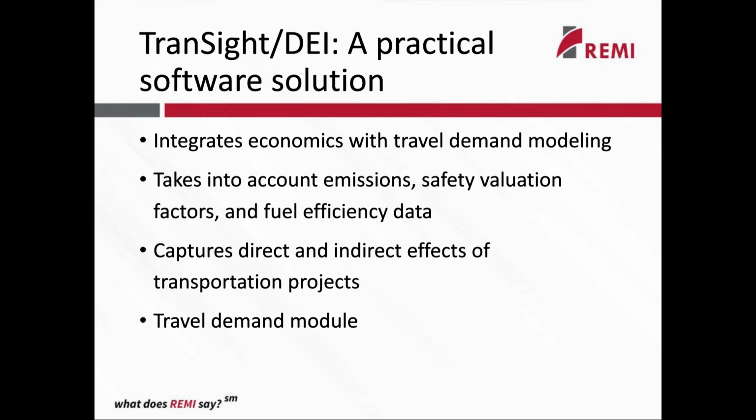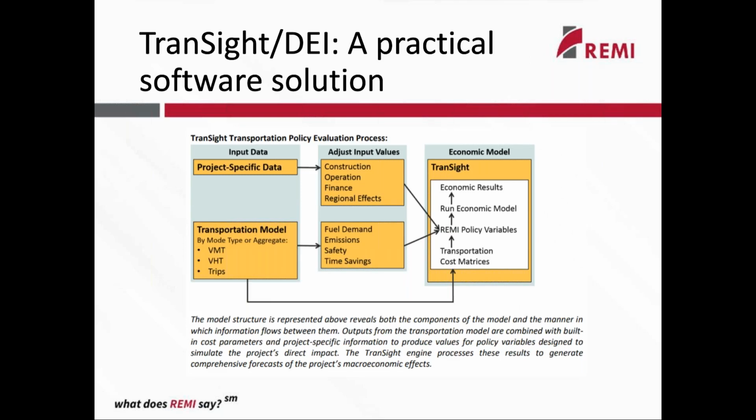Another important piece of TranSight is our travel demand module, which enables users to input data from their own travel demand models and input that into TranSight to see these additional impacts as outputs. This diagram gives us a brief overview of how TranSight evaluates transportation policy, so that before we pull up that model, we all have an idea in our head of how this is working.